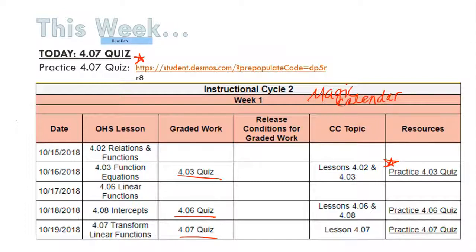So just make sure that if you didn't do well on one of those quizzes, that maybe you go back and go through some of the material in the OHS to make sure you get it before you use one of your extra attempts on your quiz.